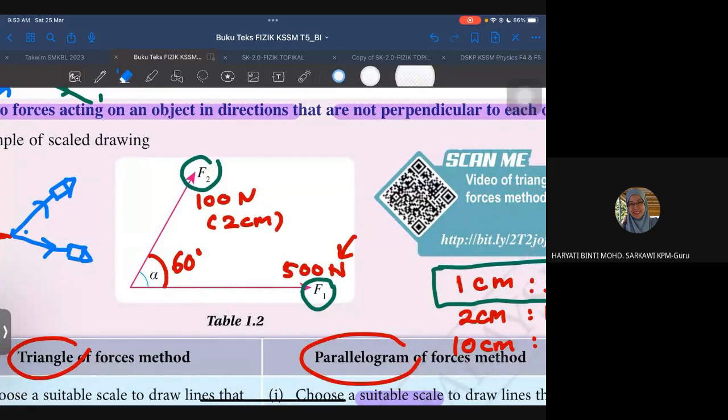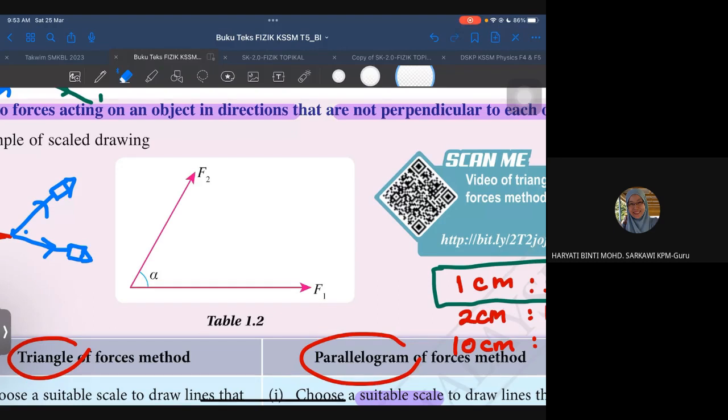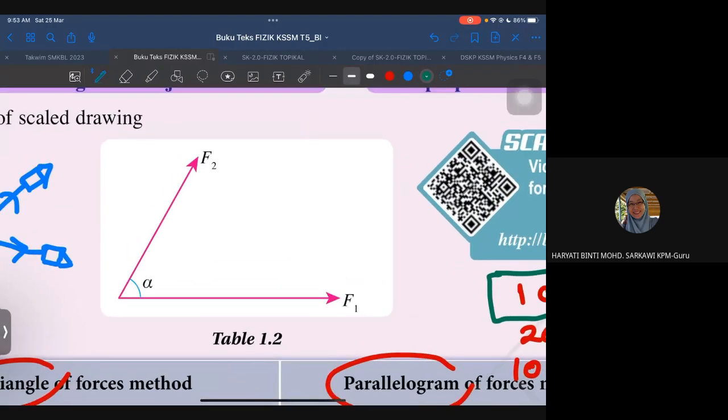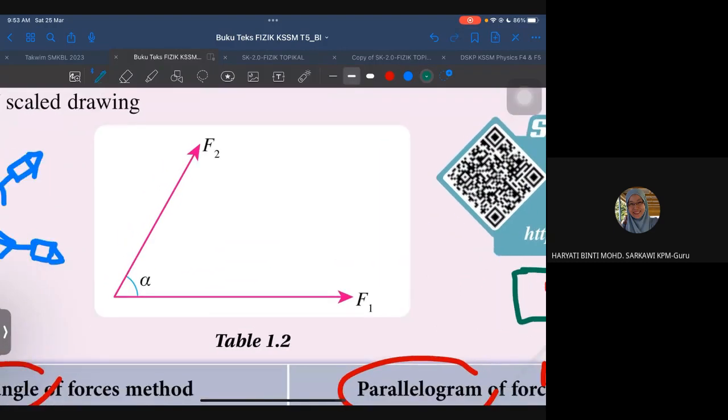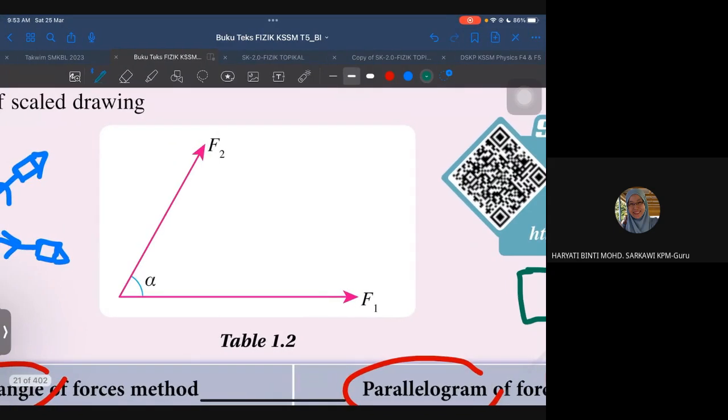I check first. Let's say you want to start with F2. So what you need to do is to have a reference line, a horizontal reference line. Let's say alpha is 60 degrees. So you need to measure from the horizontal line. You need to put one point first as your starting point.